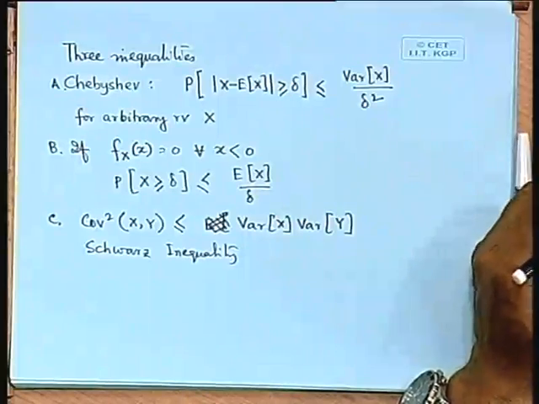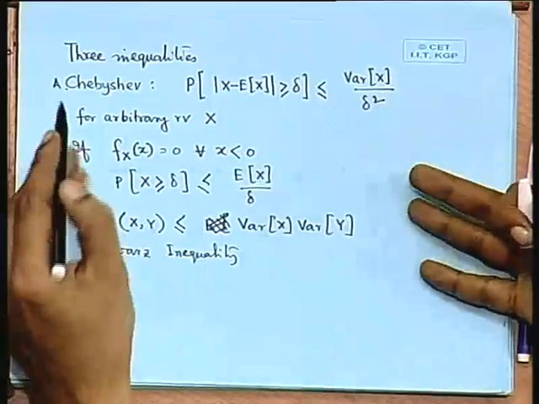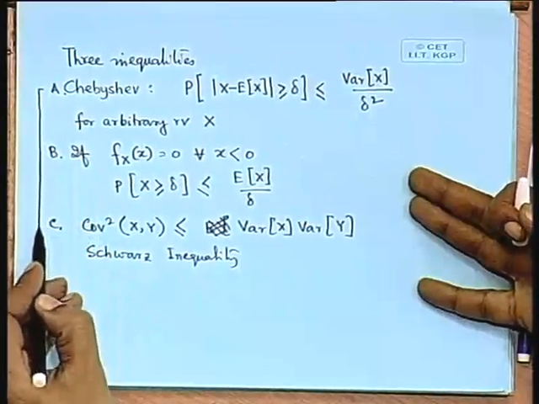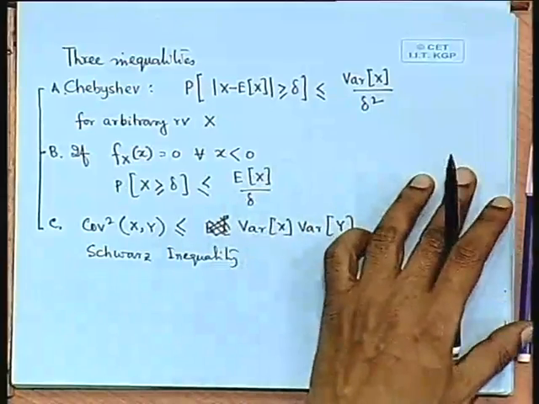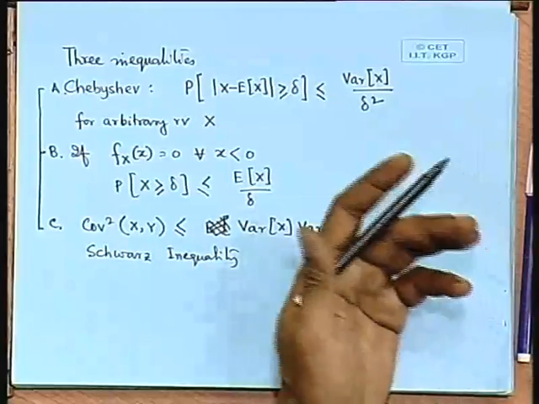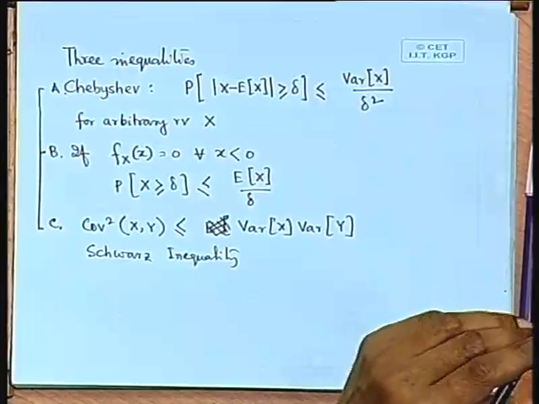Now we will talk about certain inequalities, or rather certain relationships, which are also very often used. For example, we have these three inequalities which show some properties that relate mean and variance, and they are used in analysis many times. So I just wanted to introduce that.